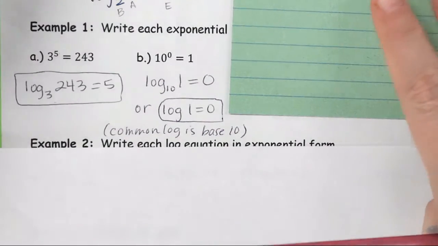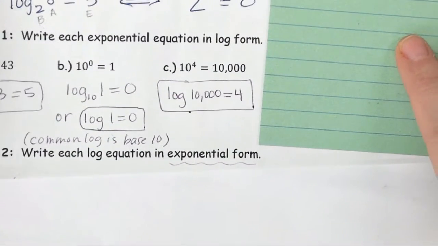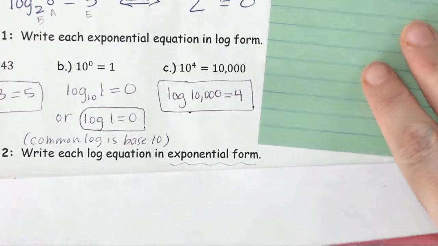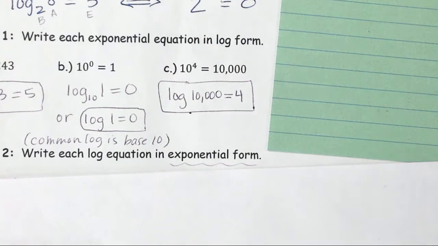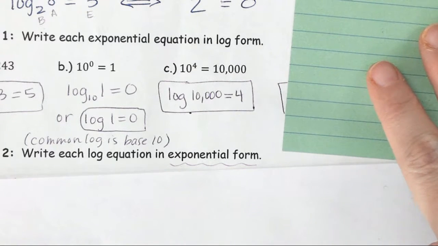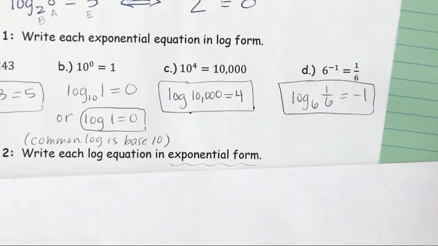Okay, so for C, let's see how we did. All right, so log of 10,000 equals 4. So again, our log was base 10, and I don't need to write the base 10 because it is the common log. All right, Taylor, you want to give D a go for me? Tell me what you got. Log base 6 of 1/6 equals -1. Okay, good. Log base 6 of 1/6 equals -1.